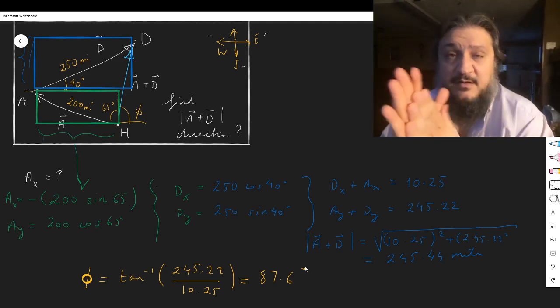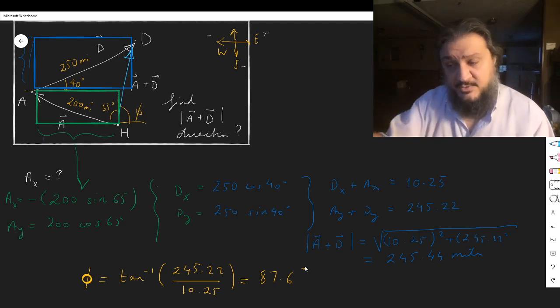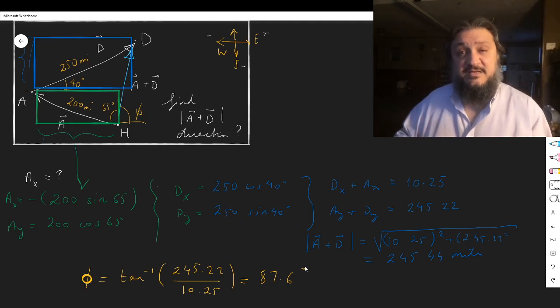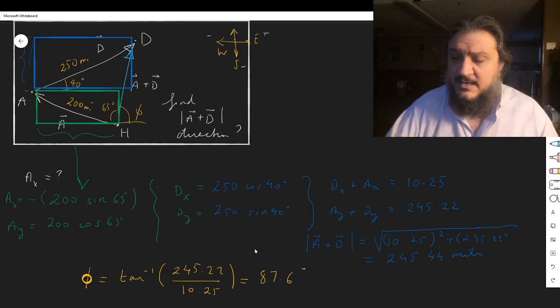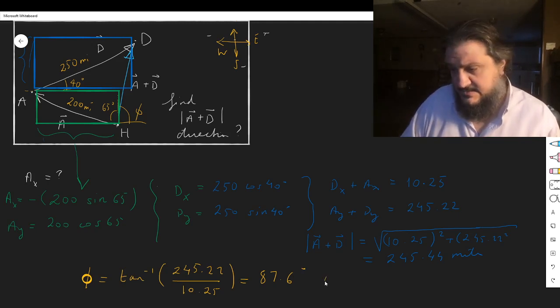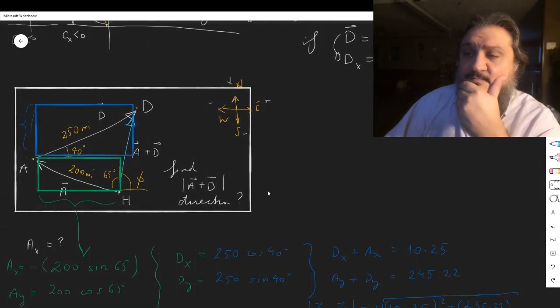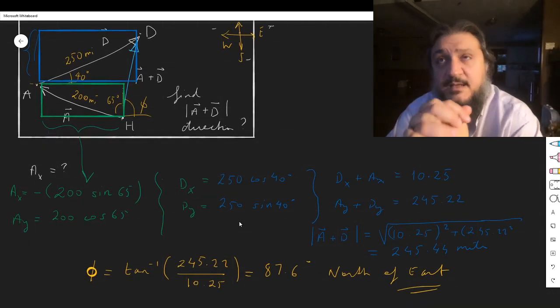Keep in mind, if your resultant vector was pointing in the second or the third quadrants, you would add 180 degrees to the number that you find using your calculator to get the exact correct number. So this is 87.6 degrees north of east. Okay, a very basic application of vector addition using the component method.